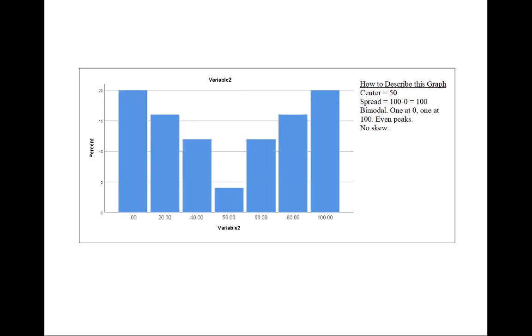In this graph, the center is 50, the spread is 100, the largest value, minus 0, the smallest value, which equals 100. The graph is bimodal with one mode at 0 and the other mode at 100. The peaks are even, and there is no skew as the left and right sides of the graph extend about the same amount from the center of the graph.